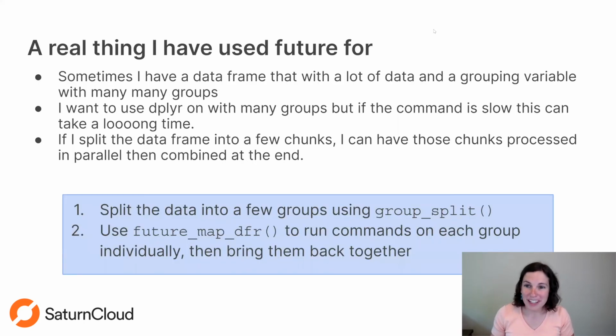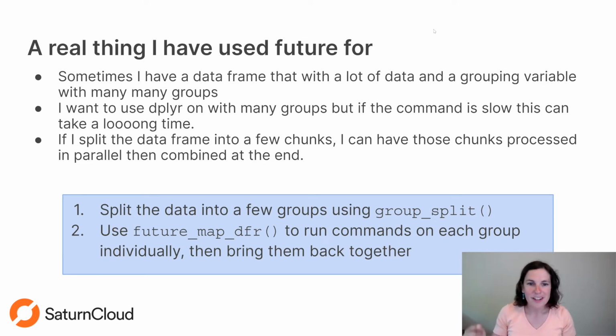So here's a real thing I've used Future for, which is the thing I like using Future for the best. Sometimes I just have a data frame that is massive and it has a grouping variable with tons and tons of groups, right? So maybe I have transaction data and I have customers in that transaction data, and I need to compute the first order date or the median order date or whatever of each of those things, where it ends up just being very time intensive to use dplyr because dplyr is doing everything all at once.